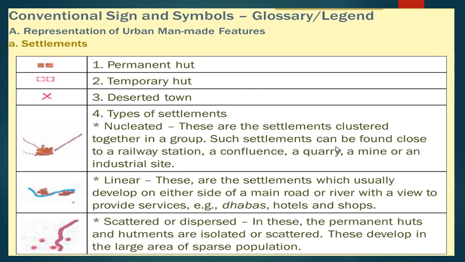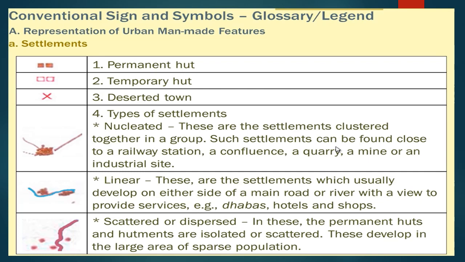Now, these permanent or temporary huts or settlements have different types or patterns. The first is nucleated. Nucleated settlements are also known as clustered, when so many houses are grouped together, and such settlements can be found close to a railway station, a confluence, a quarry, a mining place, or any industrial site.